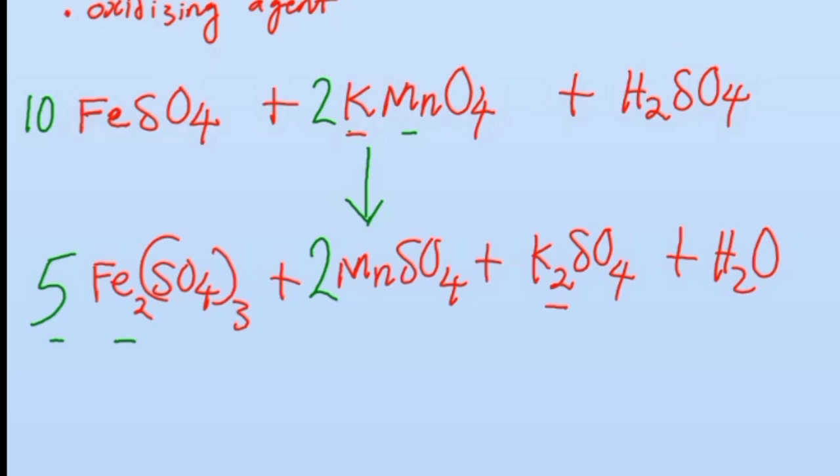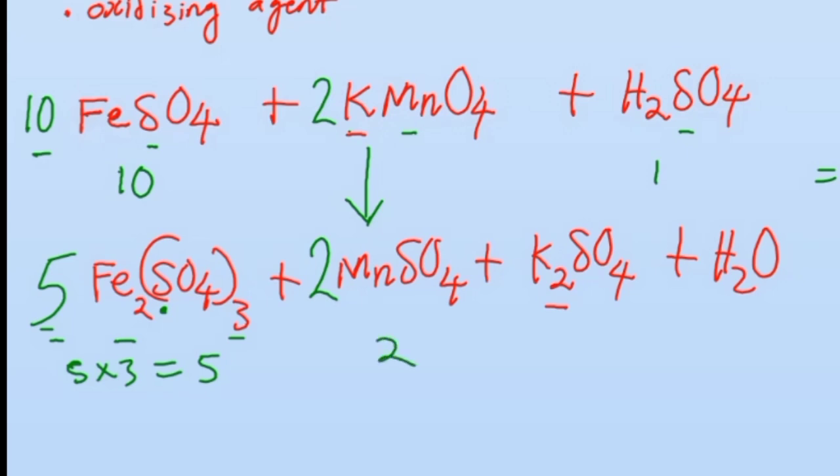The next electropositive element to balance is sulfur. We have 10 sulfur here, that's sulfur in 10 places, and then sulfur has 1 here, which is a total of 11. Sulfur is 11. Let's check that on the other part of the equation, the product side. Sulfur in this equation is 5 times 3, which is 15.